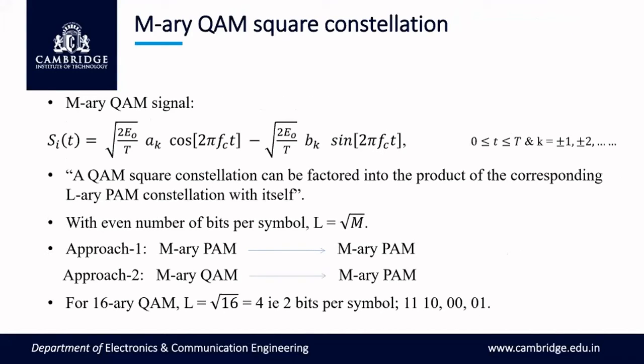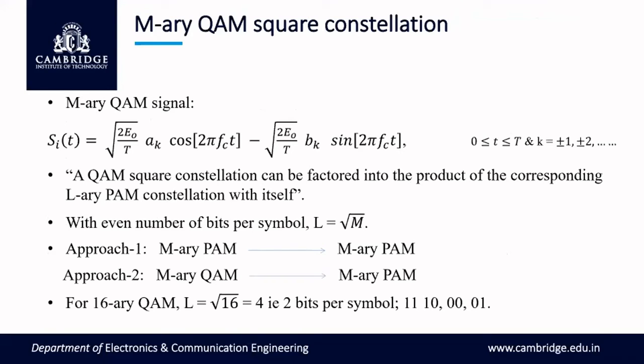MRA QAM square constellation. So I've written here the MRA QAM signal s of t. This is almost similar to your MRA PSK. Cos 2 pi f_c t is there, sin 2 pi f_c t is there. Root of 2 E naught by T is there.